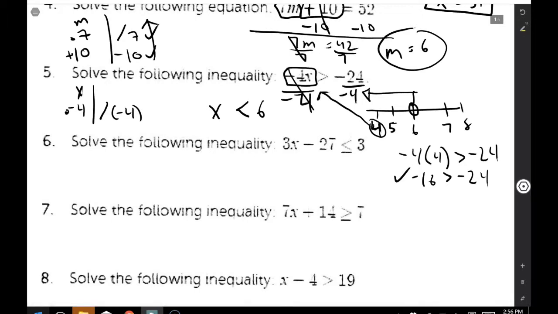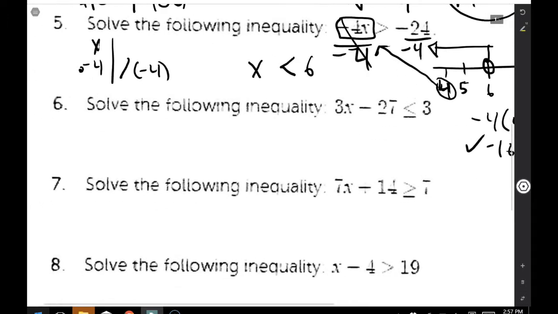Some of us forgot to flip the sign and drew the inequality arrow in the wrong direction. Make sure that you test and verify that it works the way that we call the truth arrow. Okay, let's move on to the next one.